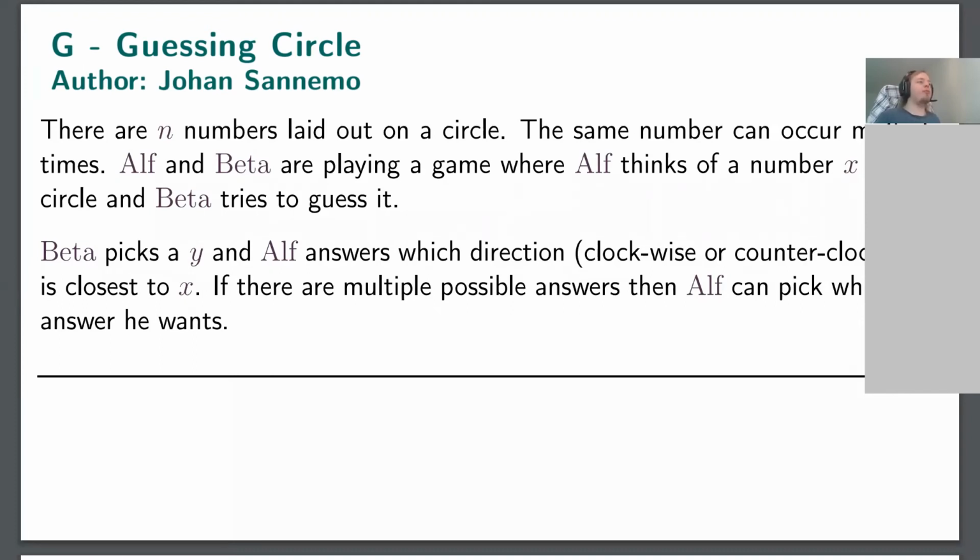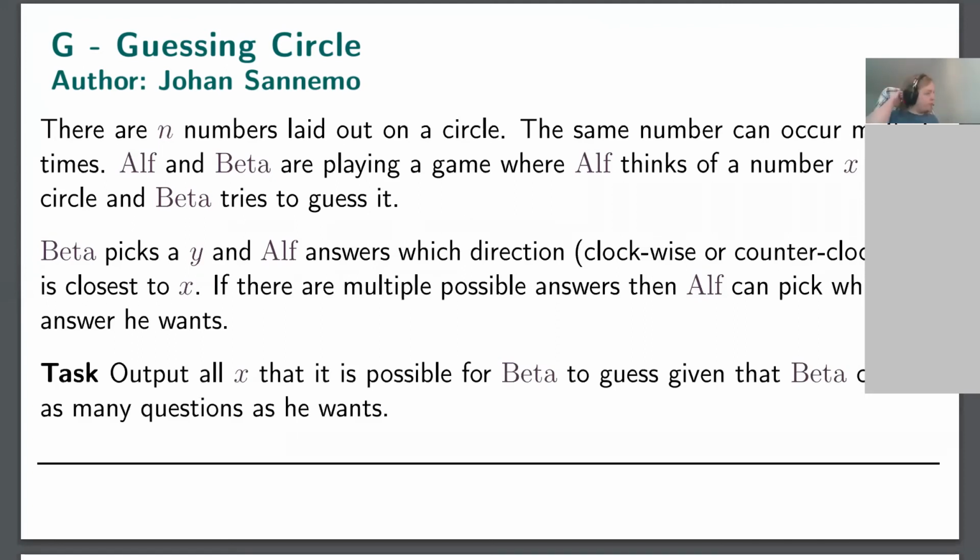The thing is that if there are multiple y's and multiple x's, or even if they are on completely opposite sides of the circle, then alpha can just answer whatever he wants. He can just pick. So he basically doesn't tell you anything if such an occurrence happens. So for some y and x's, it will be an interesting question. For other y and x's, he can just say whatever he wants.